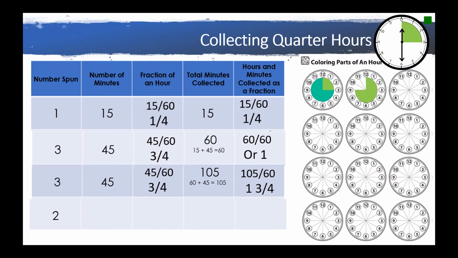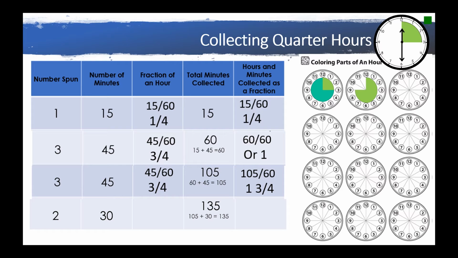2 quarter hours is equal to 30 minutes because 15 plus 15 equals 30. To write 30 minutes as a fraction of an hour, we would write it as 30 60ths, or 30 over 60. And I know that that's also the same as 1/2 hour because 30 minutes is half of 60 minutes, or an hour. Now, when we're talking about fractions of an hour, the denominator, or the bottom number, is going to be 60 because there are 60 minutes in a whole hour.